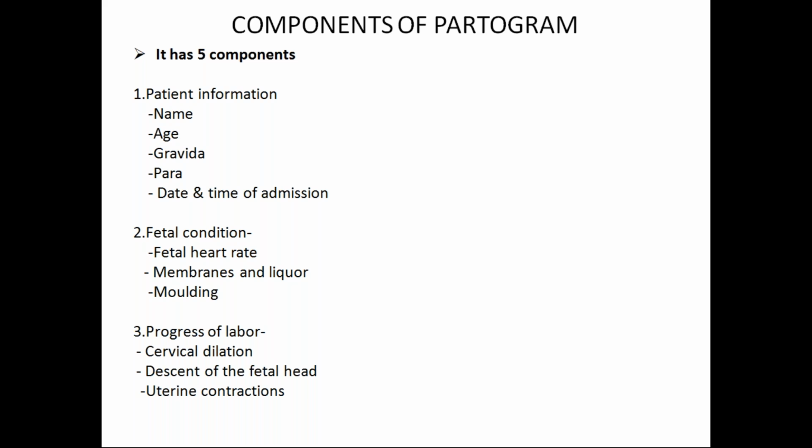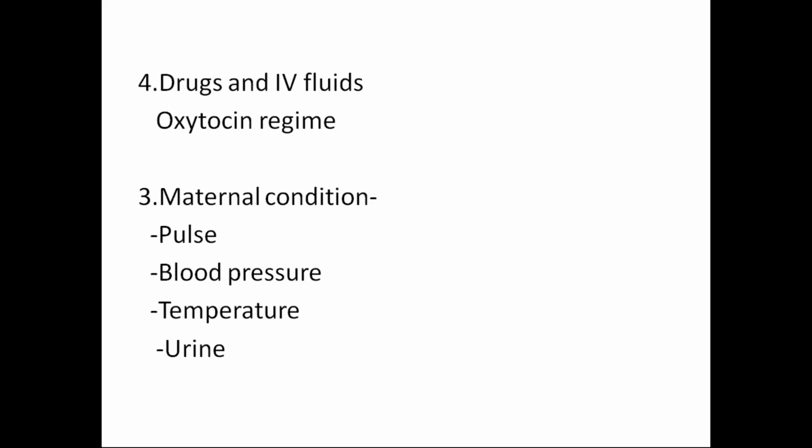Components of partograph. In the partograph, there are 5 components. First one is the patient information. We will write the name of the patient, age, gravida, para, date and time of admission. Next, fetal condition. In fetal condition, we will mark the fetal heart rate, the membranes and liquor, and the molding. Progress of labor, usually we'll see the dilatation of cervix and descent of head and uterine contractions. Next, we will mark the oxytocin, drugs and IV fluids.